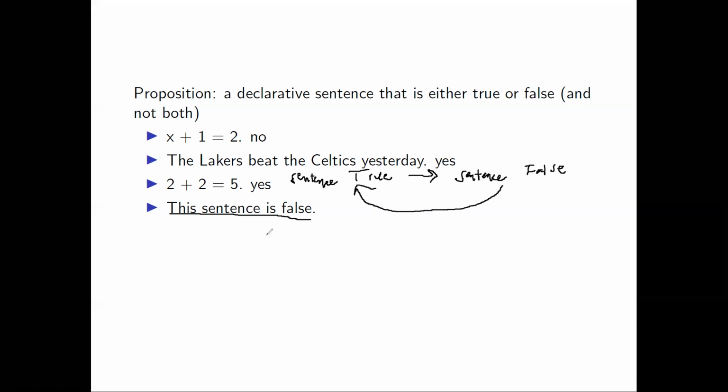So this sentence cannot have a single value of true or false and not both, because if it was true, then it would have to be false. And if it was false, then it would have to be true. So although that last sentence is a declarative sentence, it's not either true or false. So this one is not a proposition. This sentence is a paradox.